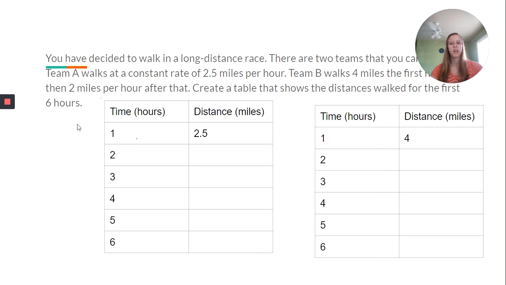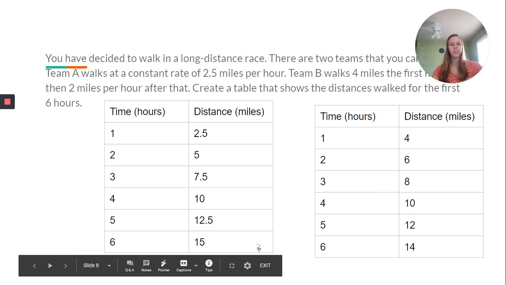So we know that Team A walked 2.5 miles for the first hour, and B walked 4 miles the first hour. So let's fill in Team A first. We know this one's easier because we know that they walk 2.5 miles every hour. So we just have to add each time. So we get 5, 7.5, 10, 12.5, and 15.